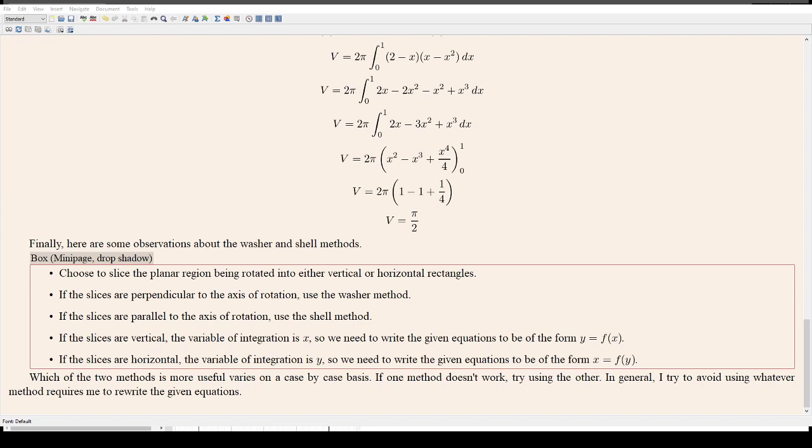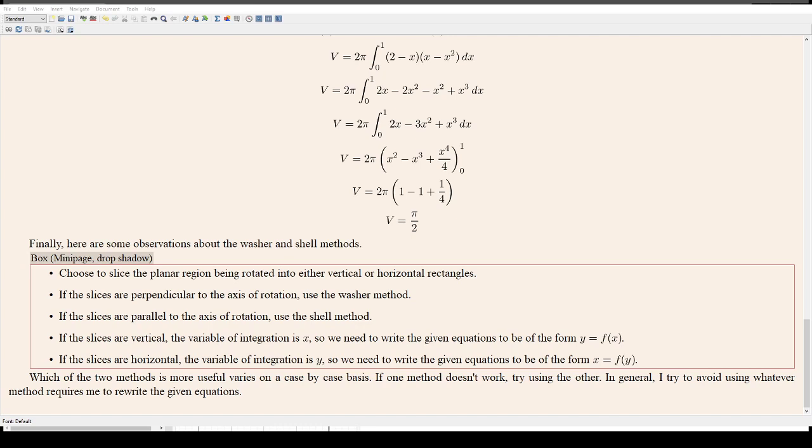Of course, it might end up being the case that if you use the washer method, for instance, you end up with an integral which is impossible. And if the question is asking you to evaluate the integral, well, then you've probably done something wrong, or you need to use the other method. But the general rule of thumb is I want to avoid rewriting the data. So I choose whichever method allows me to do that.